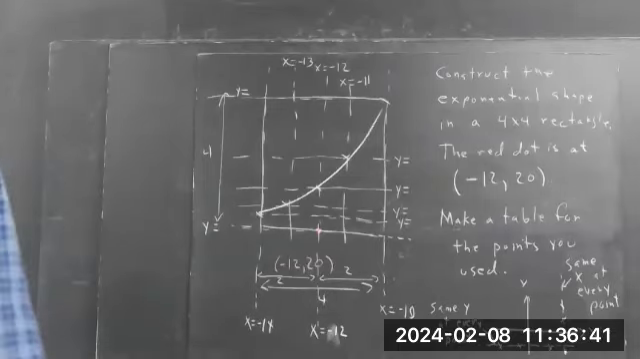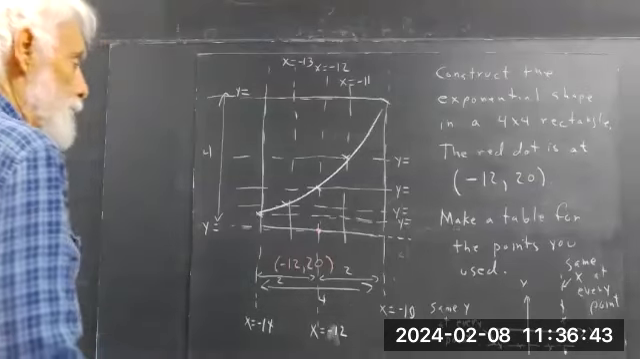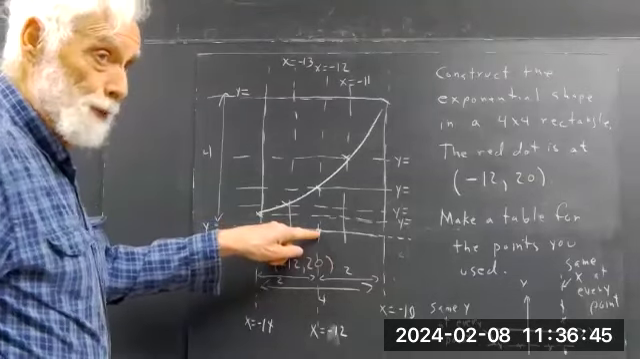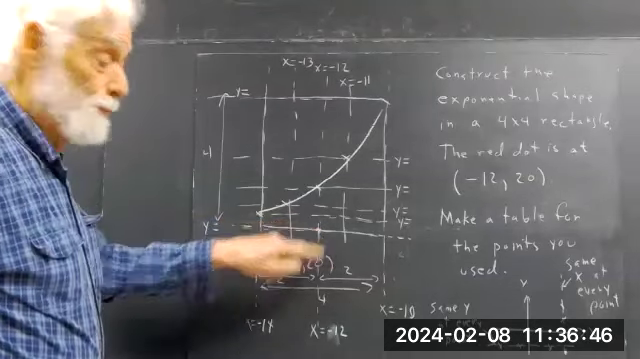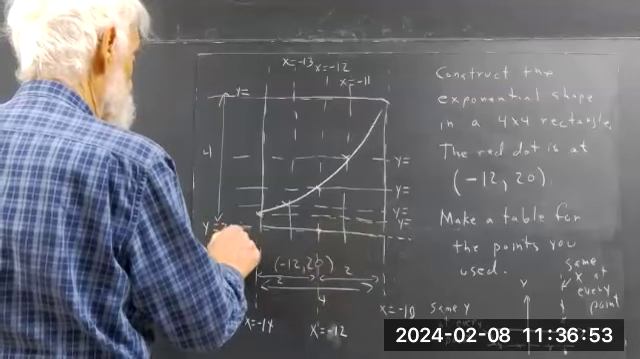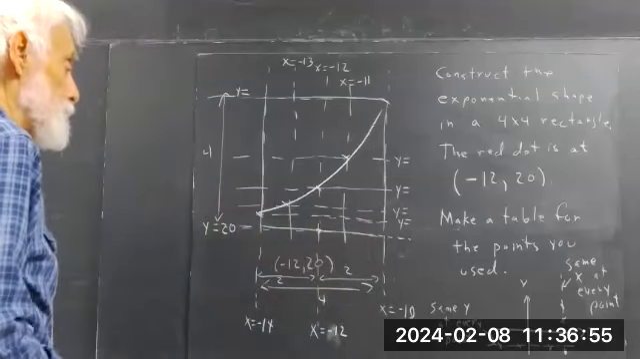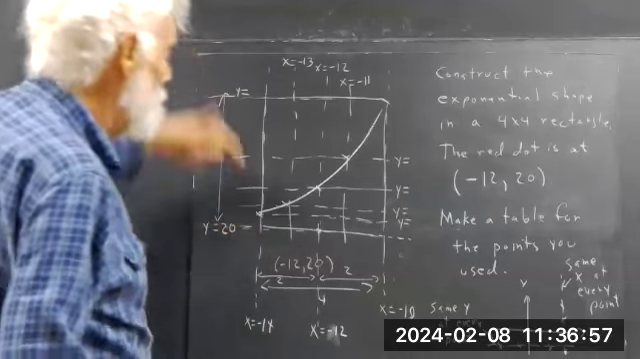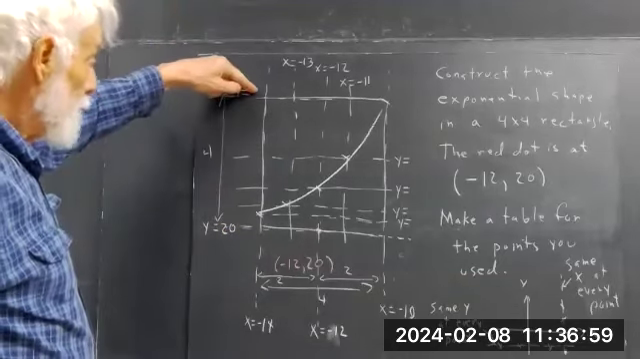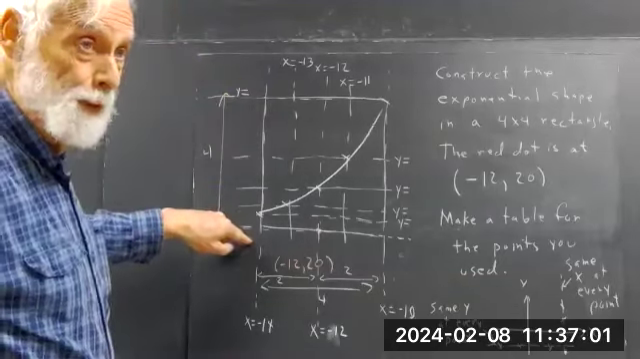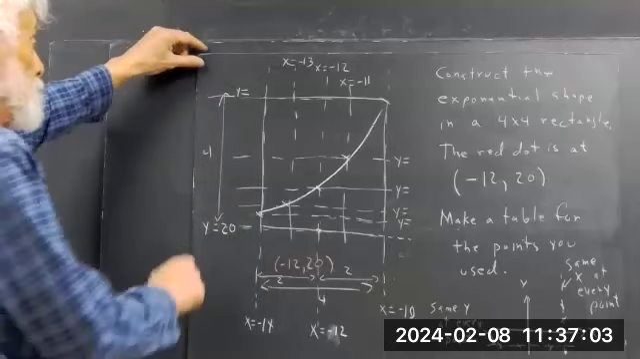Okay, the first thing we have to see, of course, is that the red dot is at y equals 20, so that this line through the lower edge is y equals 20. Now, it's a 4x4 rectangle, so this line is 4 units higher than this. What's 4 units higher than 20? It's 24.